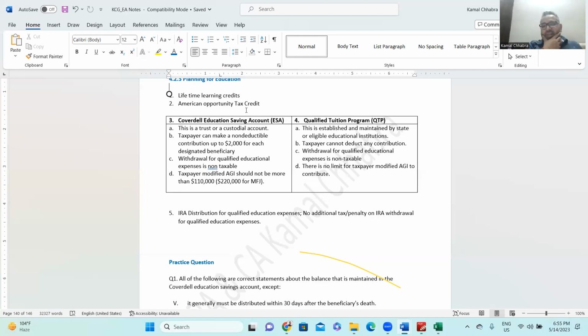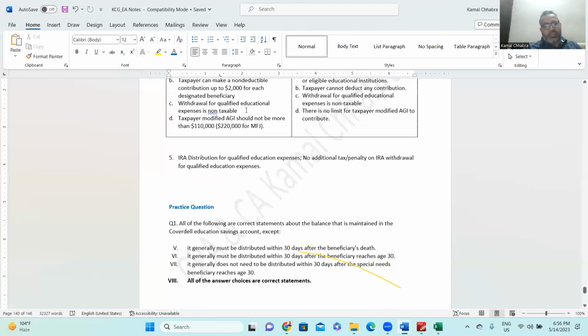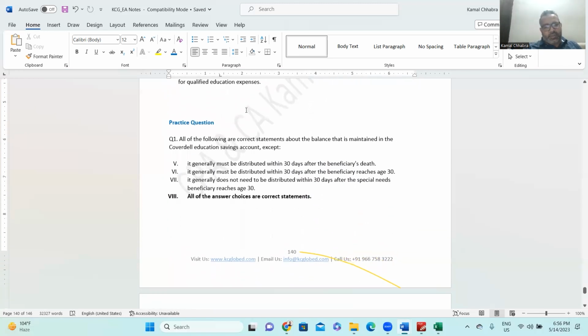The last one is IRA distribution for qualified education expenses. If you remember, when we studied IRAs, if you take a withdrawal from an IRA either for medical purposes or for educational purposes, then for the early withdrawal you are not required to pay any taxes or penalty. So that is also tax planning that can be done. You can withdraw from the IRA for qualified educational expenses or qualified medical expenses.